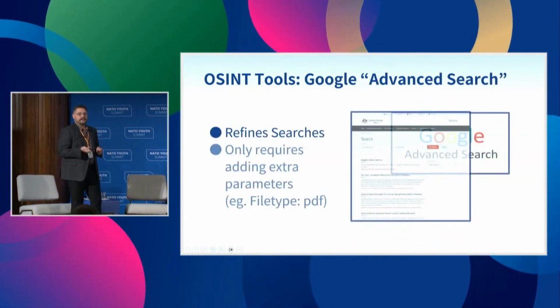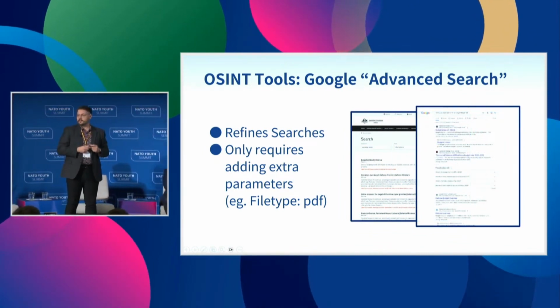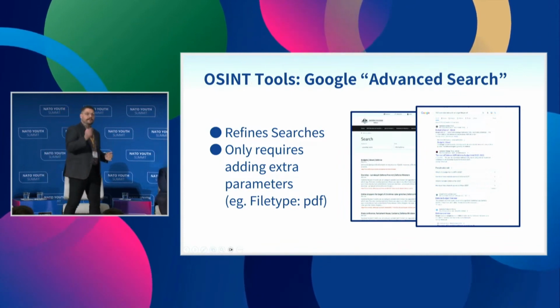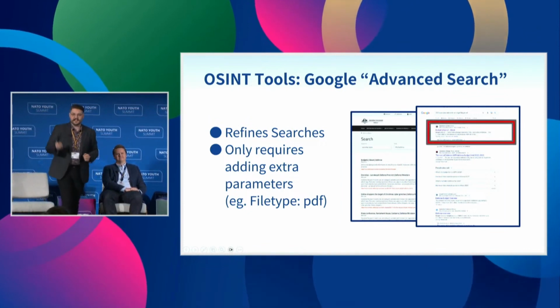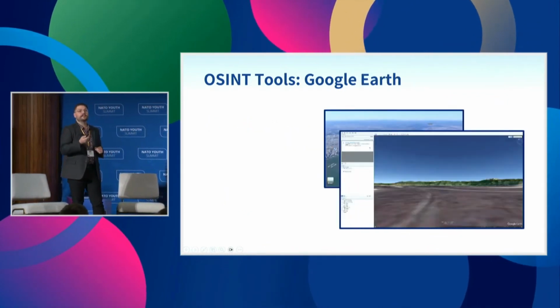Next one is Google Advanced Search, which does sound really basic again, but I pumped in defense spending for Australia. I'm going to pick on Australia here for a second. And nothing came up. But I pumped that into Google with file type PDF, and the first result is exactly the document I was looking for, which just helps you find that needle in the haystack.